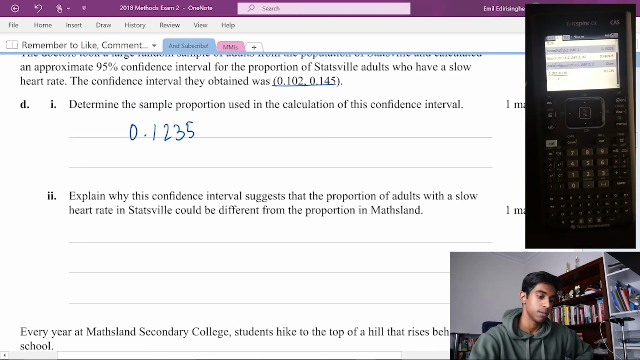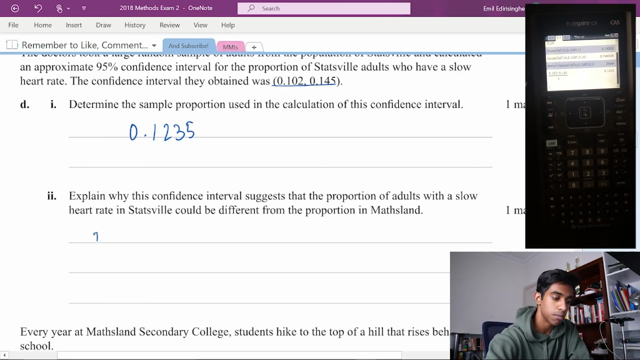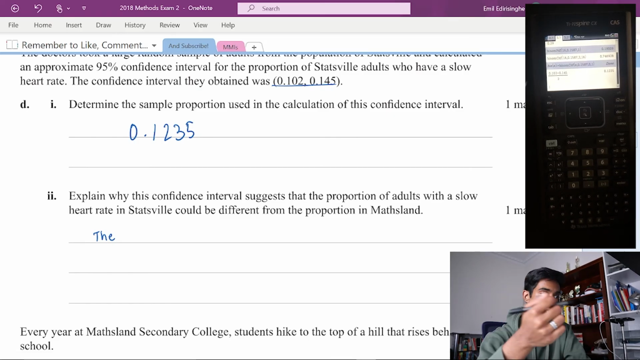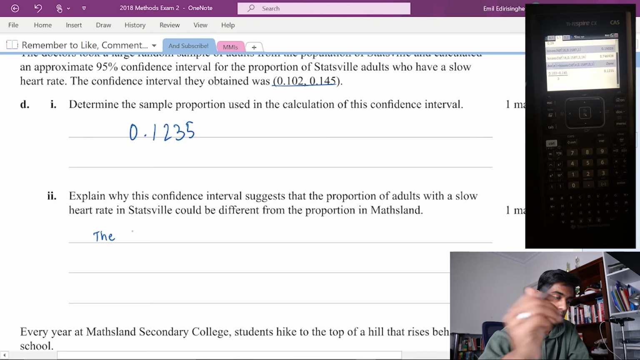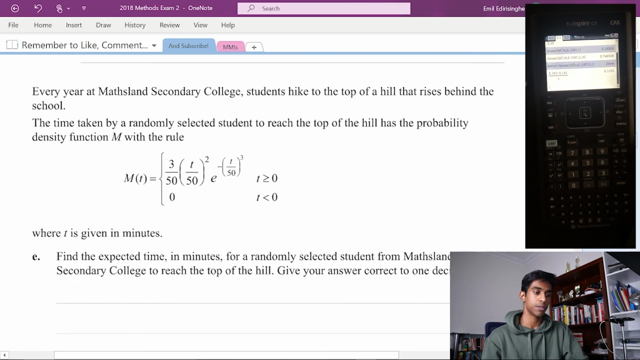Explain why this confidence interval suggests that the proportion of adults with a slow heart rate could be different from the proportion in Mathsland. So the proportion in Mathsland is not in the confidence interval, which is the reason why it's probably different. Okay, so now we'll move on to the next question.